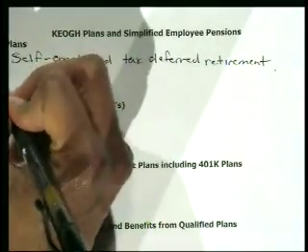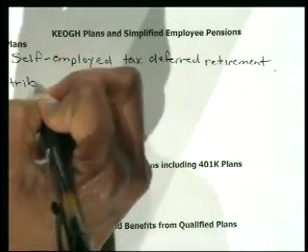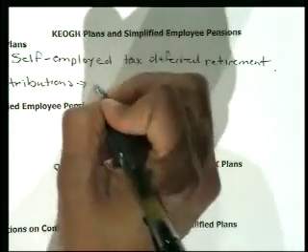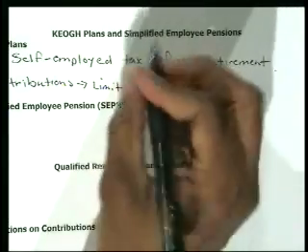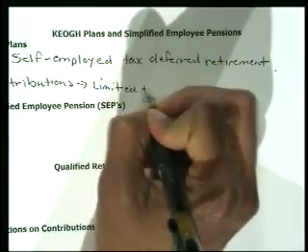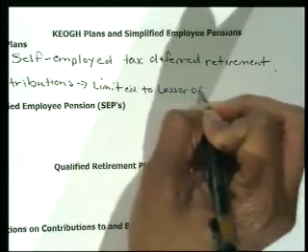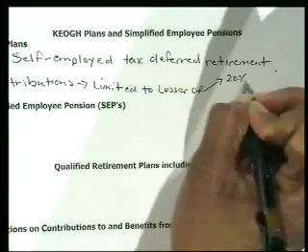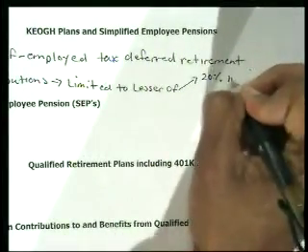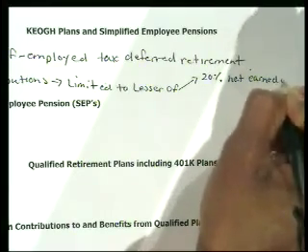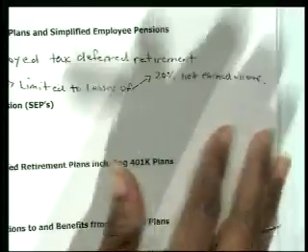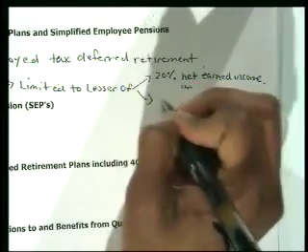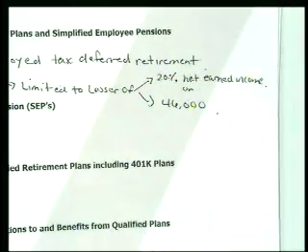Now for these plans, the contributions, meaning the amount that I as a self-employed person can put in, are going to be limited to the lesser of 20% of my net earned income or $46,000. So my contributions are limited to the lesser of either 20% of my net earned income or $46,000.